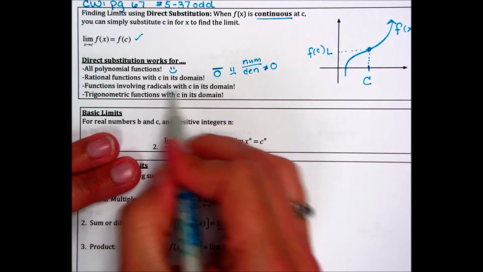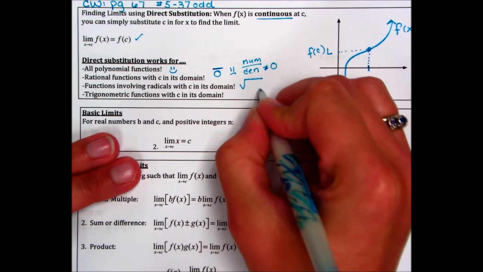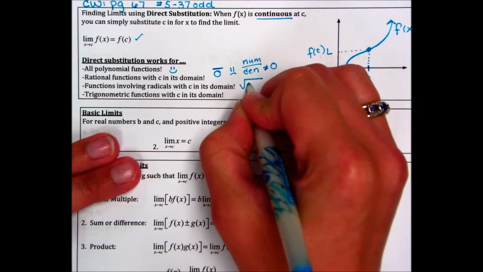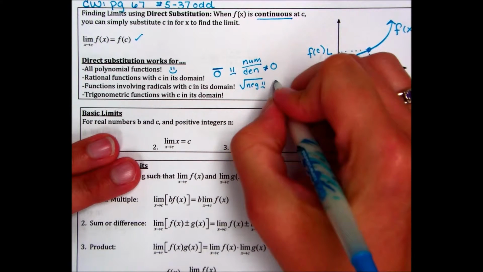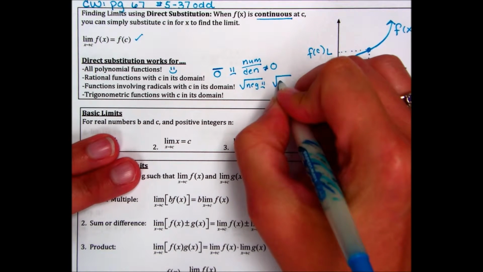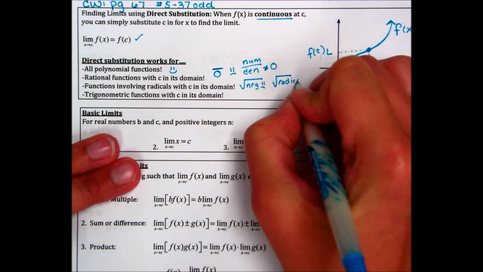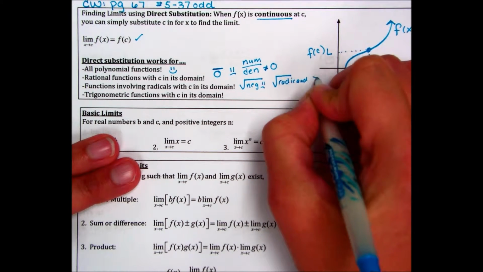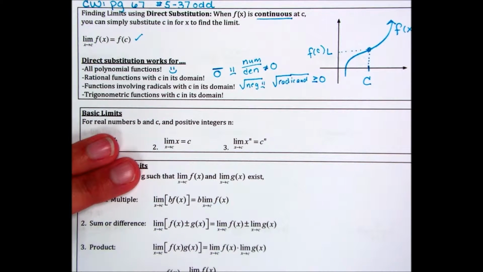Functions involving radicals with c in its domain. Again, we got to be careful. If we have a radical, what are we not allowed to have underneath there? We're not allowed to have negatives. That doesn't work. So what do we do? We take the radicand and we set it greater than or equal to 0, and again, we solve whatever's underneath there. And you're going to find out if c is actually in the domain.